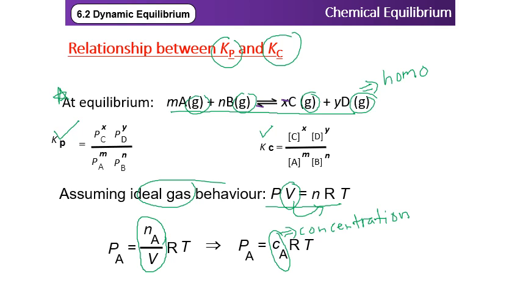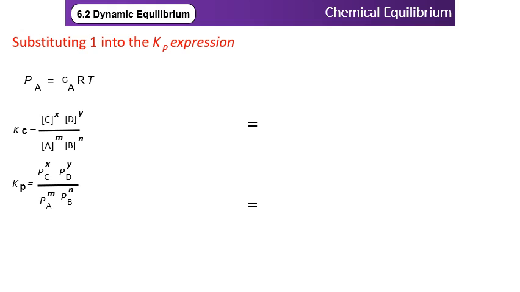Let's continue to the next slide. Alright, let's continue from the previous slide. This is what we get from the previous slide. Okay, I label this as the first equation. And then this is the Kc expression, and this is the Kp expression that we get from the previous slide. So now, according to this statement here, substituting the first equation into the Kp expression.